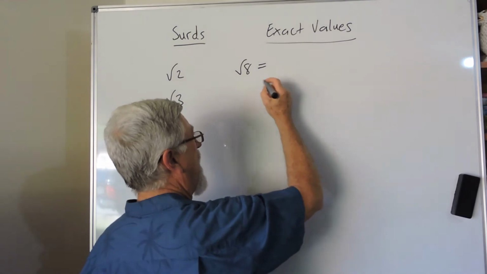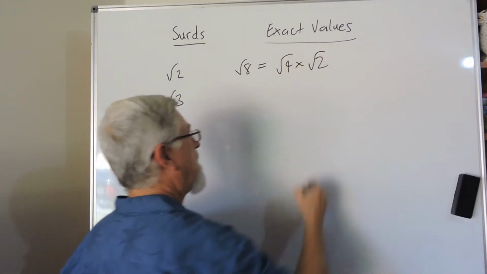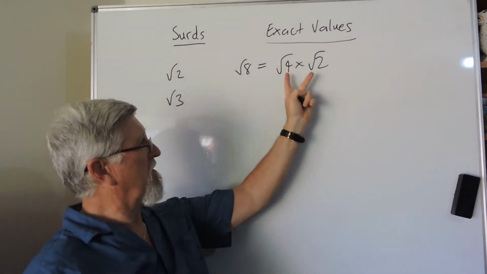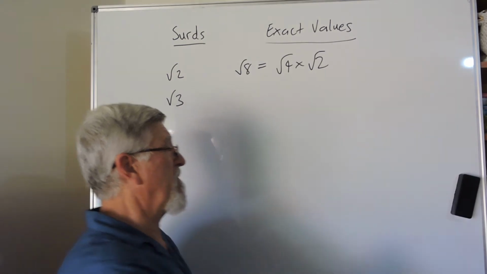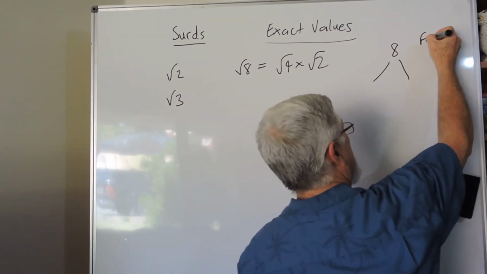So I could rewrite root 8 as root 4 times root 2. What I'm doing is breaking it down into its factors. Now some of you might remember, depending on what you've done in the past, that you have factor trees.